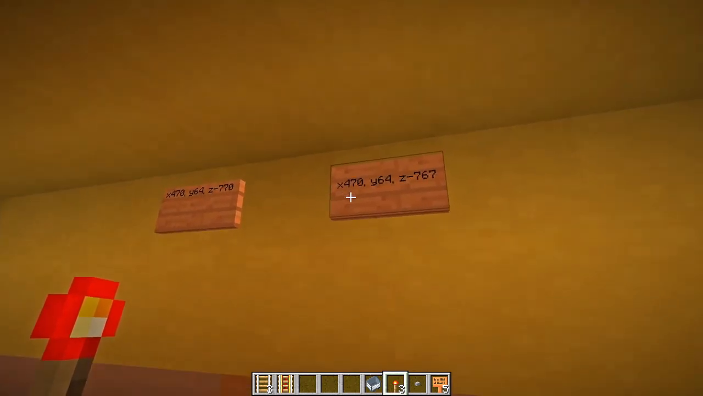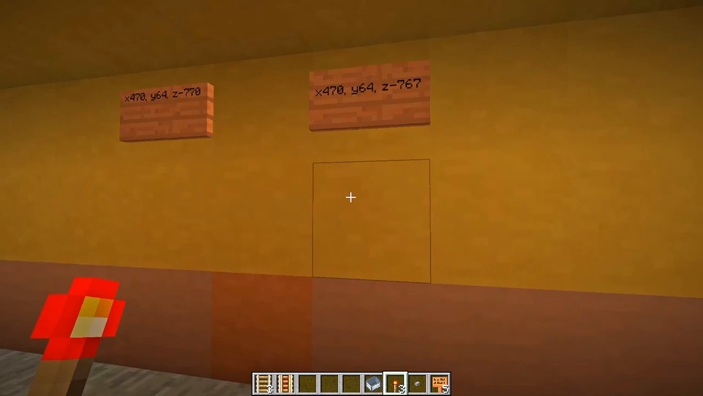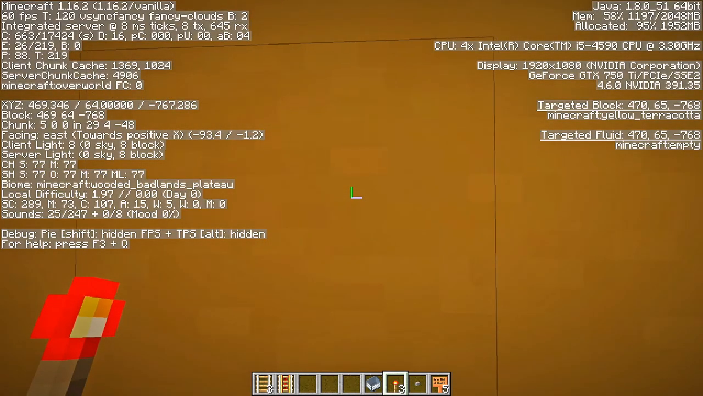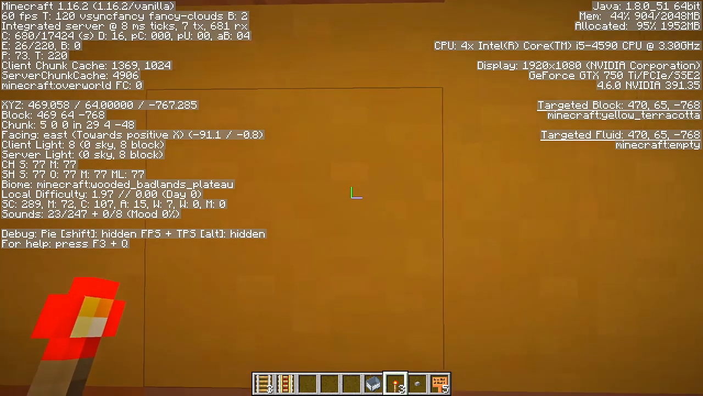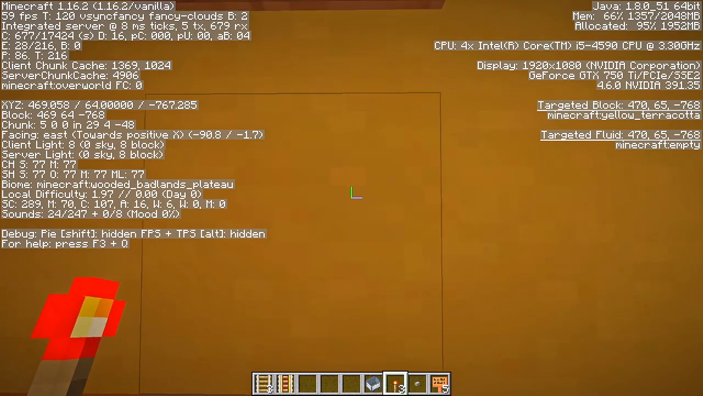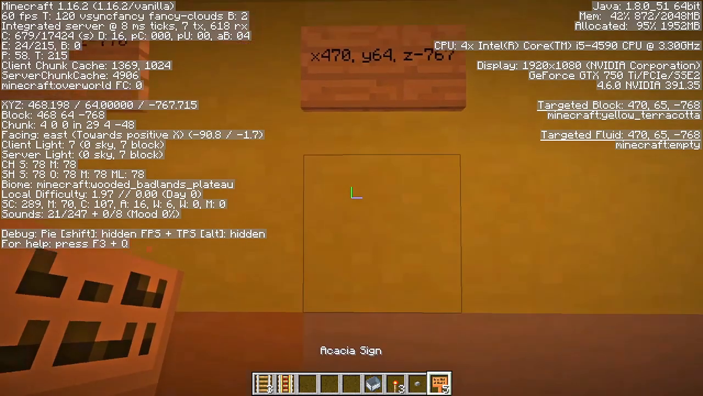So what does that mean? Let's bring up coordinates again. So x is facing east, and where the rail lines are currently, they are to the east of us. Actually, here, let's write it down.